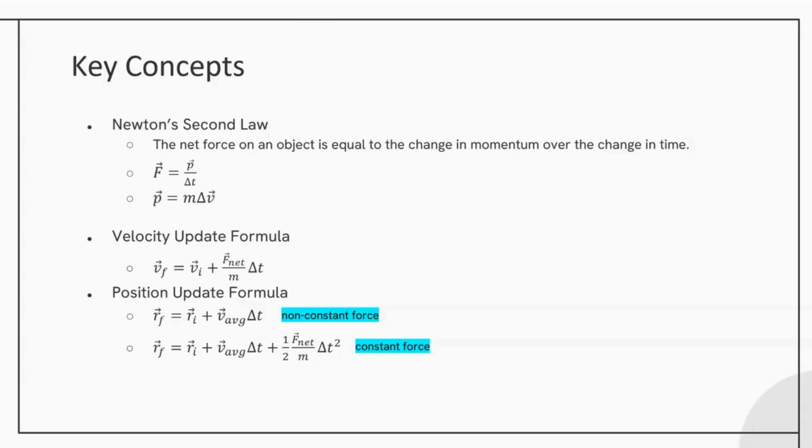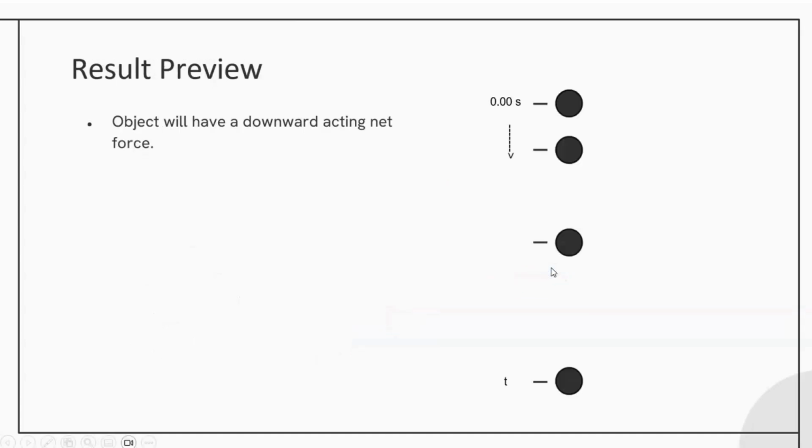on an object is equal to the change in momentum over the change in time, which is represented by those formulas right there. And then that formula can be translated into the velocity update formula, and we'll also be using the position update formulas, one with the non-constant force and another that has a constant force. And this is what the results will end up looking like, with an object having a downward net force. So as time goes on, the displacement of the object will increase.